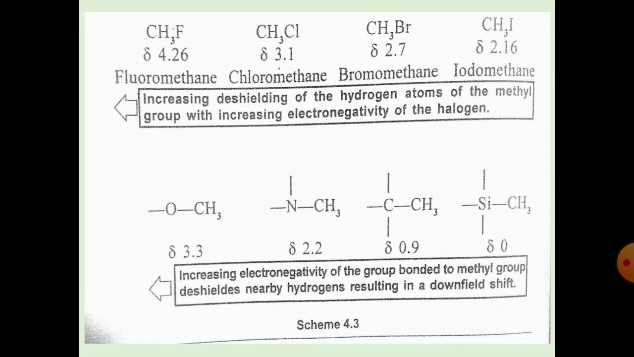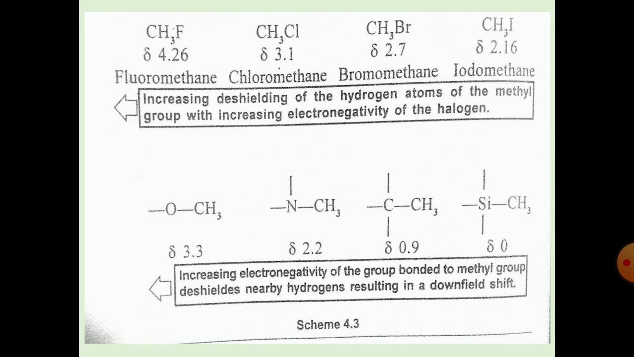and therefore one finds the proton in fluoromethane to be the most de-shielded of any of the protons in the series, and its signal is found farthest downfield. Iodine is the least electronegative of the halogens. Thus the signal from the iodomethane protons is found farthest upfield, and the signals of the protons in chloromethane and bromomethane are intermediate.